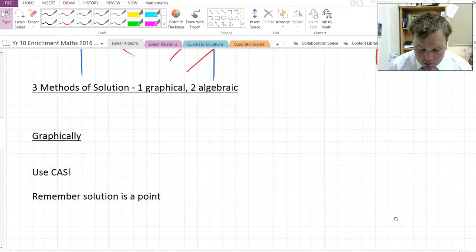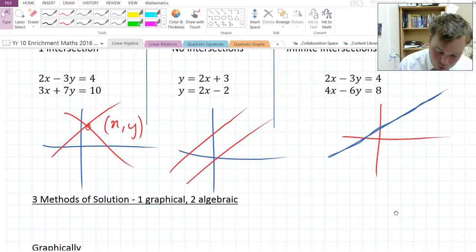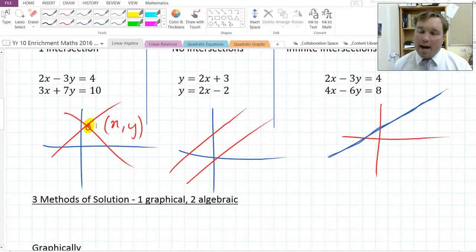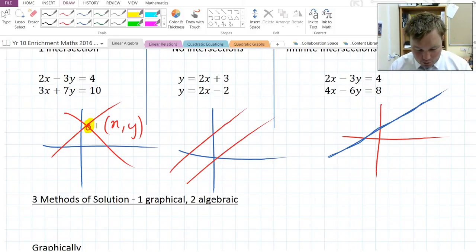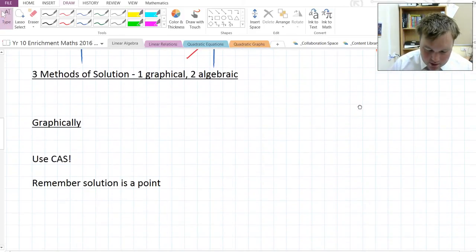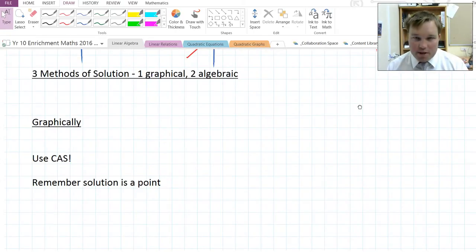So how do we find where they meet? Or if they're parallel, how do we find that out? If they're coincident, how do we find that out? How do we approach two lines in the same plane? And there are three ways to do it. One graphically and two algebraically.